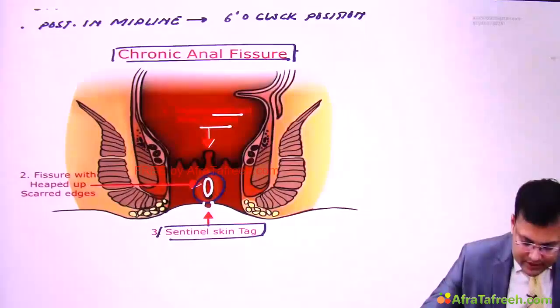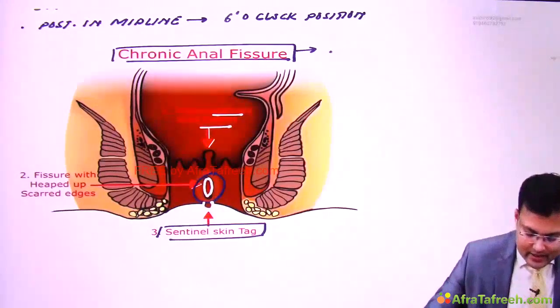So what are the components? It is characterized by a triad. There is a canoe-shaped ulcer.